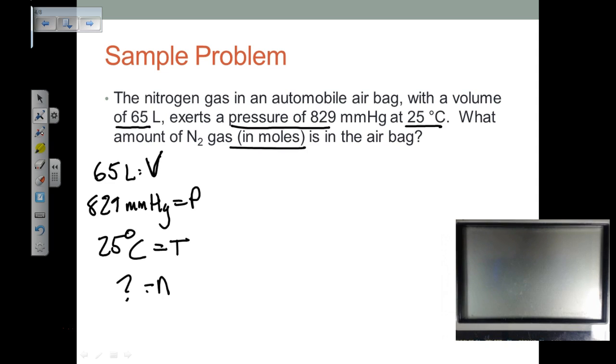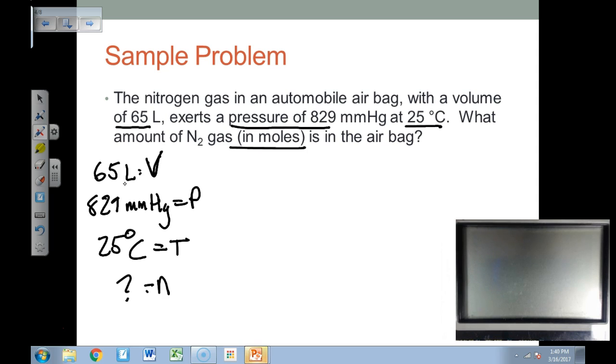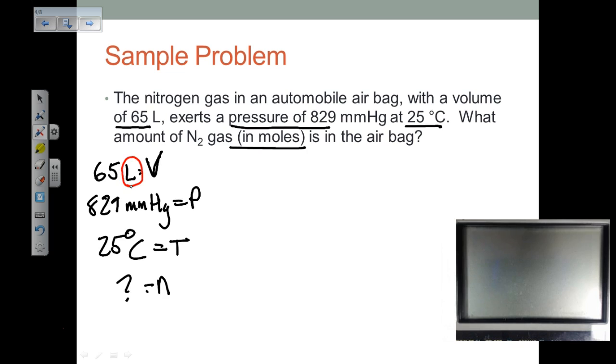The only thing is we have to make sure that everything is in, I don't want to say base units, because there are 7 base units and these things aren't necessarily base units. What we have to do is make sure they are in the standard units of measure for that property. So the standard unit of measure for volume is liters, so that one's okay. The standard unit for measuring pressure is atmospheres, so we have to do a conversion problem here.